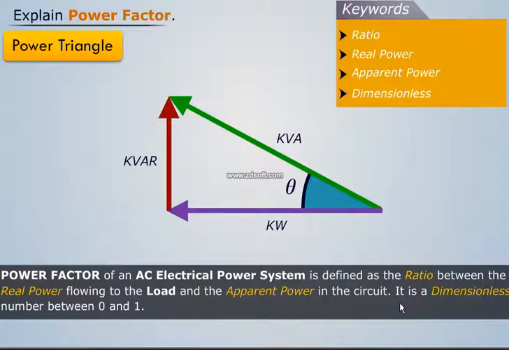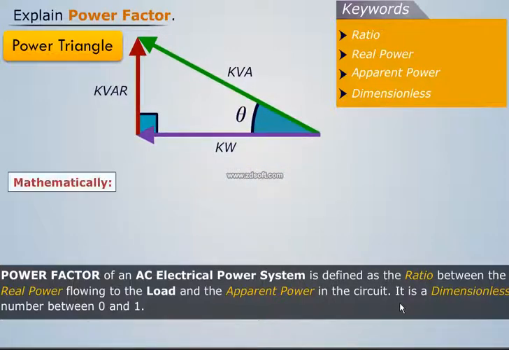We can see that in the power triangle, which is a right triangle, true power forms the adjacent side and apparent power forms the hypotenuse side. Thus, power factor ratio is also equal to the cosine of the phase angle, which is theta. Mathematically, power factor is expressed as.